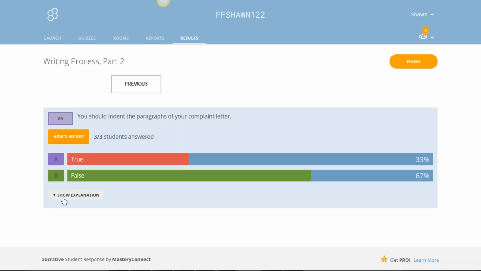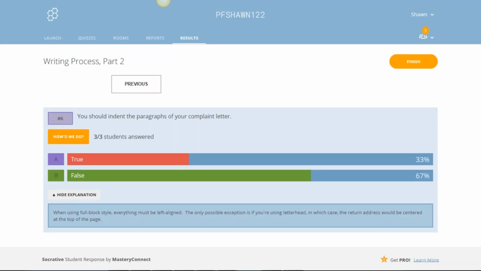You should actually not indent the paragraphs of your complaint letter. Otherwise, you're not doing it in full block style. And then, again, I have the note down here. When using full block style, everything must be left aligned. The only exception is if you're using your letterhead, in which case the return address would be centered and at the top of the page.